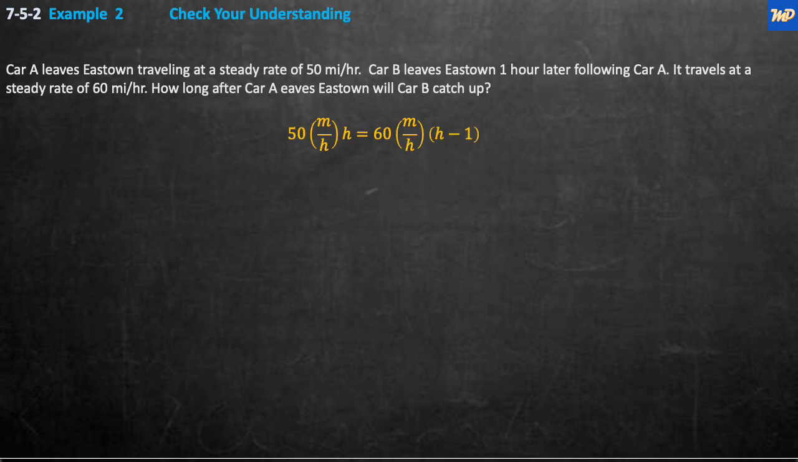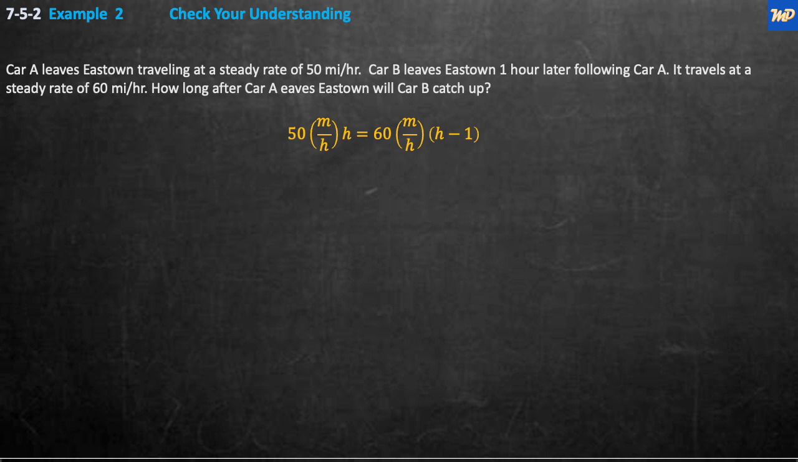Okay, now we're going to check our understanding. So car A leaves East Town traveling at a steady rate of 50 miles an hour. Car B leaves East Town 1 hour later, following car A, and it travels at a steady rate of 60 miles per hour. How long after car A leaves East Town will car B catch up? So in other words, how long will car A be driving when B finally catches it? And this is very much like the Ted and his sister's problem, except that we're using cars and different speeds.